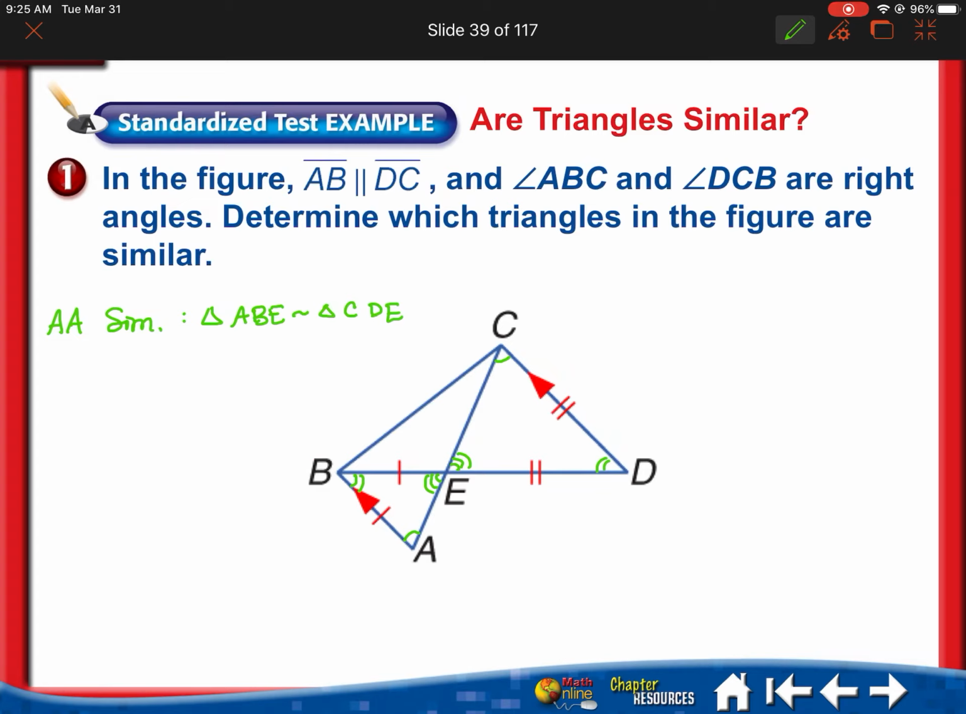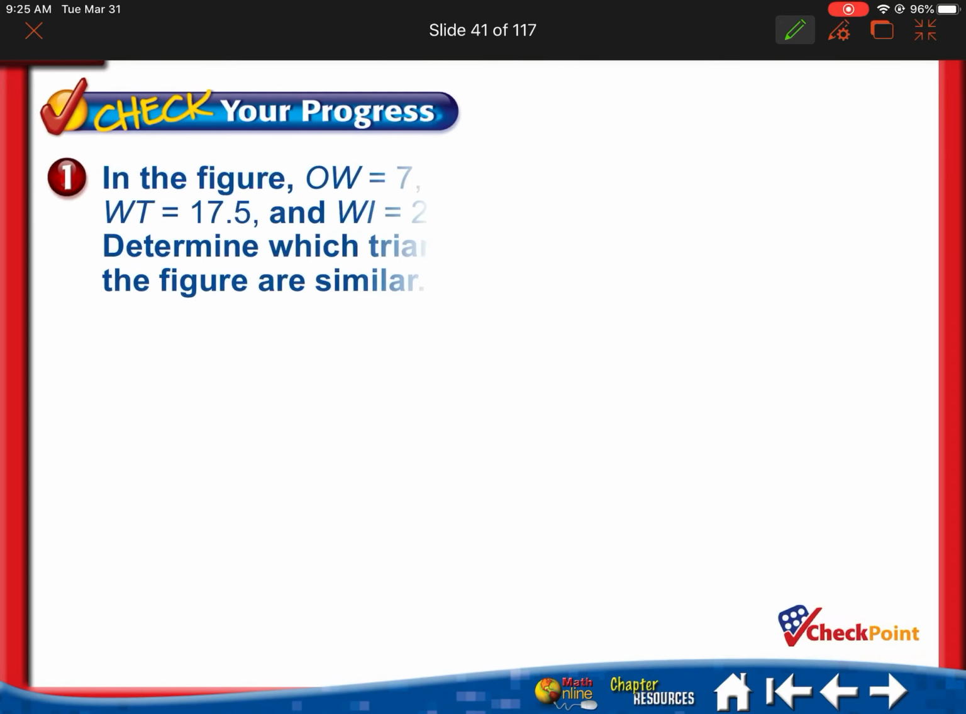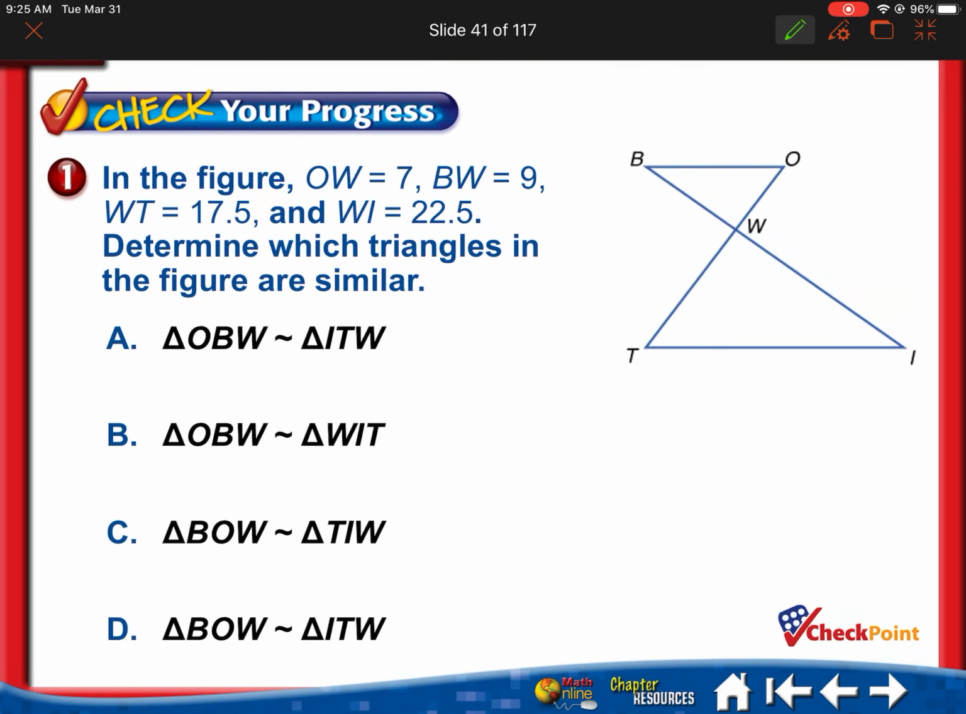Now take a moment, stop, double check, do the your turn, and then come back to the video. All right, for the your turn, it gave us some side lengths, so we're probably going to have to set up proportions. It says O to W is 7, B to W is 9, W to T is 17.5, and W to I is 22.5. So we have to say which of the triangles are similar.